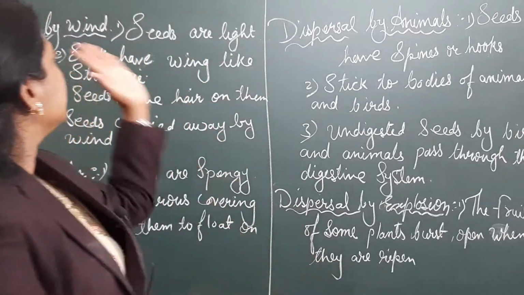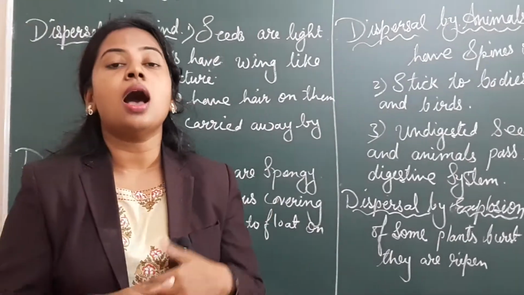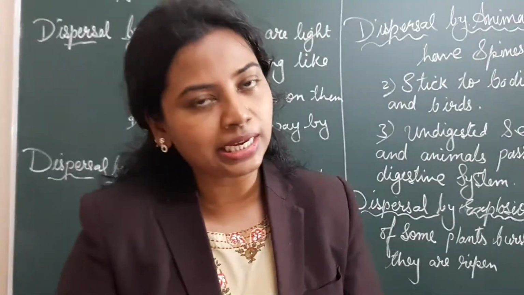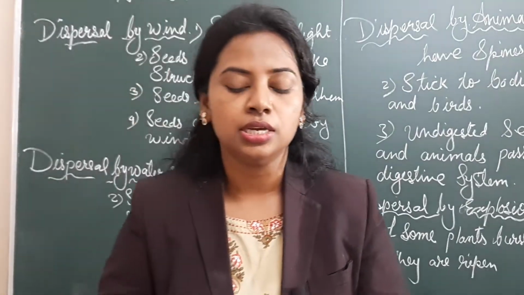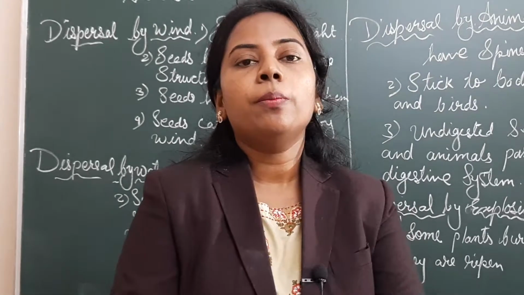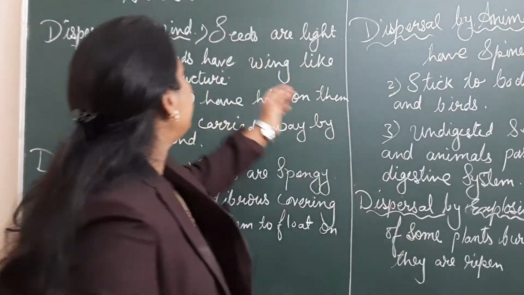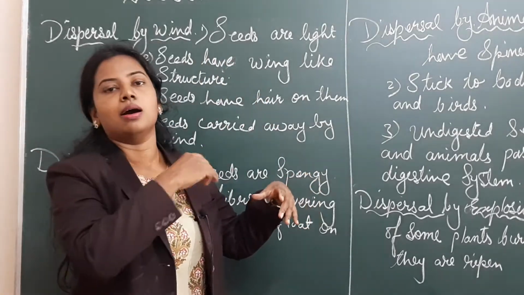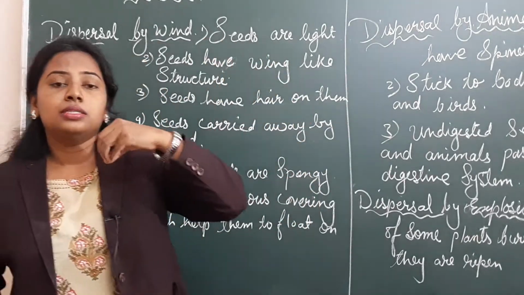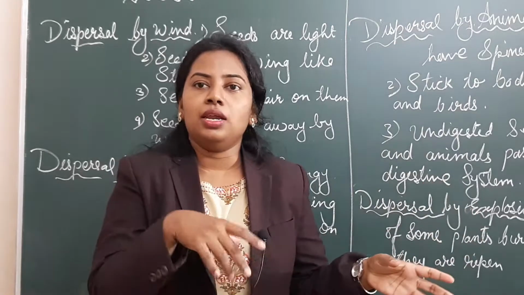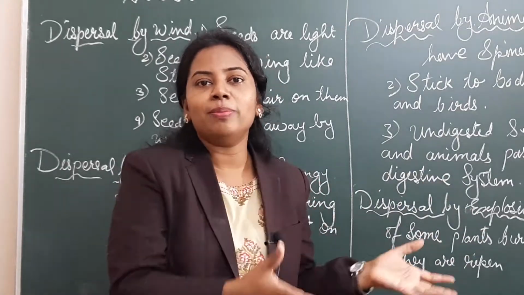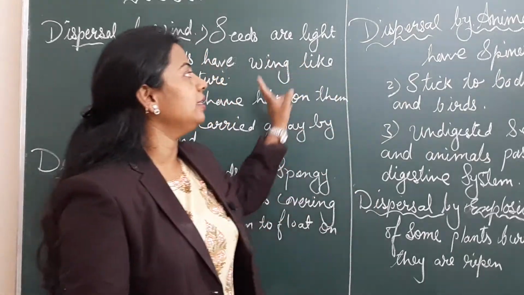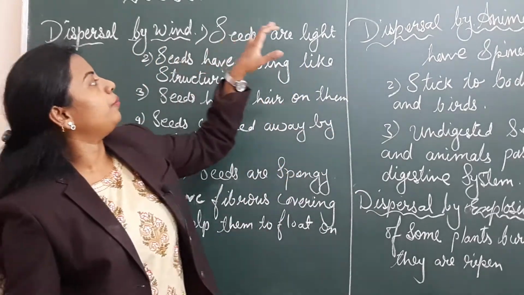What I'm telling, like dispersal by wind, how the seed gets dispersed. Dispersal means scattering of a seed. I have given a definition, just check it in your previous video. Dispersal by wind. How does the wind come? As I say, wind comes and seeds won't walk. They don't have legs, so they cannot move on their own. So how do they move from one place to another? These are the modes. Dispersal by wind.